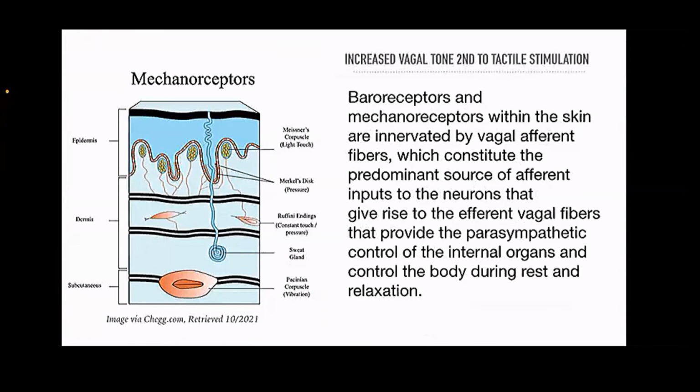Mechanoreceptors. So, the mechanism of action in these tactile interventions that I've just mentioned. Recall the baroreceptors and mechanoreceptors within the skin are innervated by vagal afferent fibers, which constitute the predominant source of afferent inputs to the neurons that give rise to the efferent vagal fibers that provide the parasympathetic control of the internal organs and control the body during rest and relaxation.